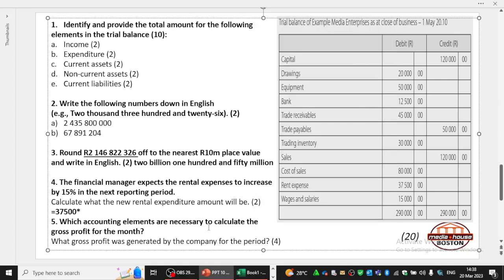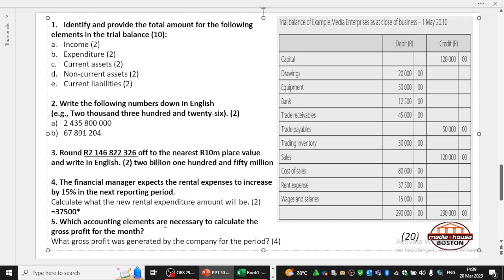And then on this one it says: which accounting elements are necessary to calculate the gross profit for the month. So this question did not fully explain what type of information it requires. It says elements. So the elements in terms of accounting, we've got income and expenses. Those are the ones that are used to calculate the gross profit.